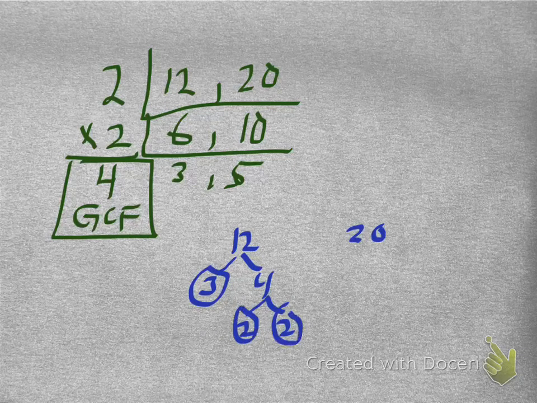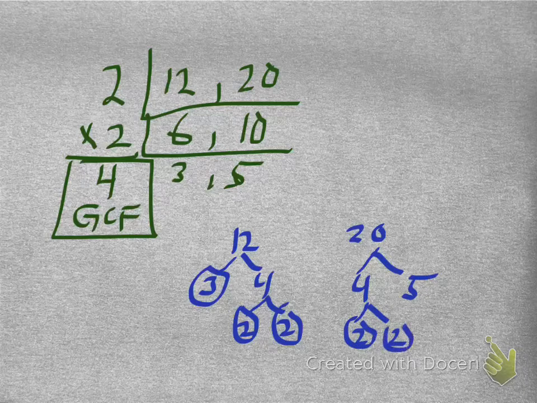Okay? So 20 would break down into, what, 4 and 5? Oh, yeah. And 4 breaks down into 2 and 2. So now the factorization of 12... Don't forget to circle 5. Thank you. The factorization of 12 is 2 to the second power times 3. So that's using the exponents from last night's lesson. And then over here we get 2 to the second power times 5.